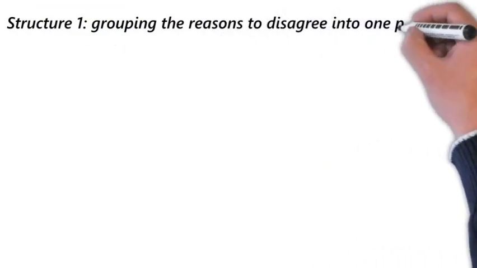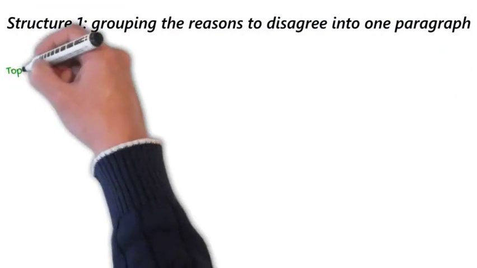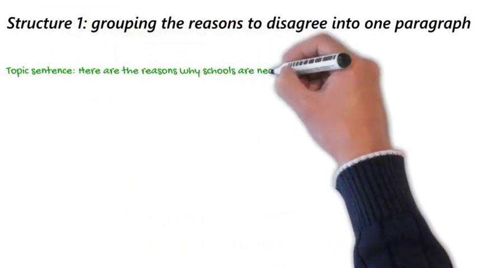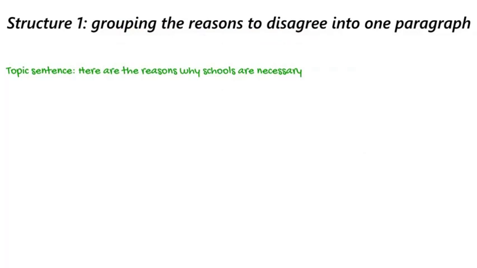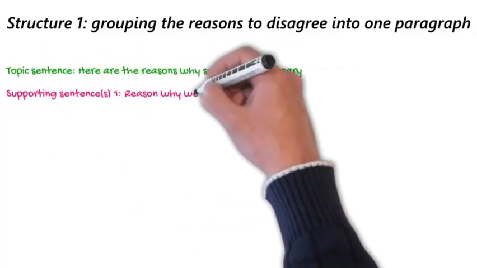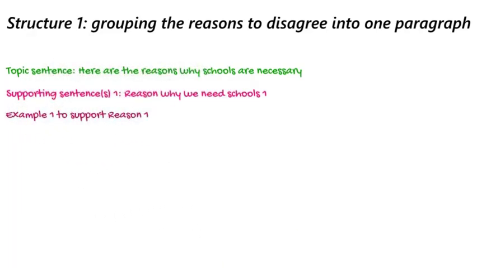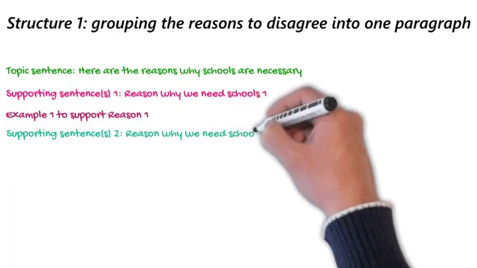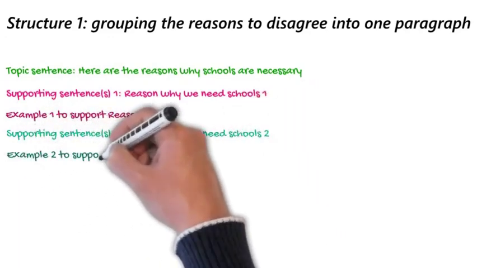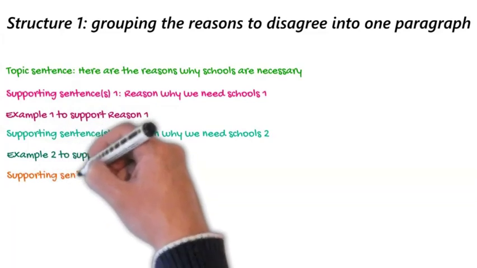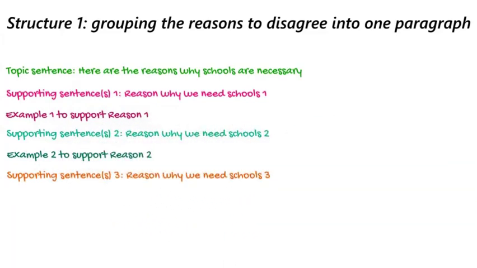If we are going to group together our reasons to disagree in one paragraph, the skeleton structure will look like this. The topic sentence will tell the reader that you will now discuss the reasons to disagree. You'll then have your first reason and an example, then your second reason and another example. If you have one, you could write your third reason and example in the same paragraph, or you could have two reasons to disagree in one paragraph, another reason to disagree in a separate paragraph.